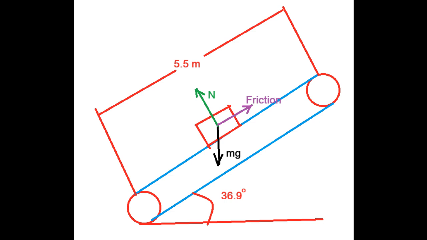Problem 5. A 10.0 kilogram computer monitor is dragged by friction 5.50 m up along the moving surface of a conveyor belt inclined at an angle of 36.9 degrees above the horizontal. If the monitor's speed is a constant 2.10 centimeters per second, how much work is done on the monitor by A. friction, B. gravity, and C. the normal force of the conveyor belt?